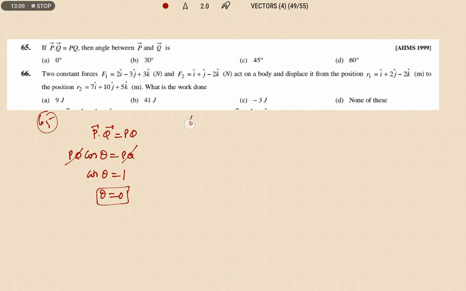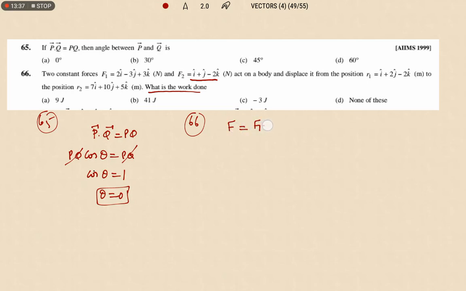And let us see 66. Two constant forces 2i minus 3j plus 3k and i plus j minus 2k act on a body, displacing it from position r1 = i plus 2j minus 2k meters to r2 = 7i plus 10j plus 5k. What is the work done? So here there are two forces, so we should find the net force.